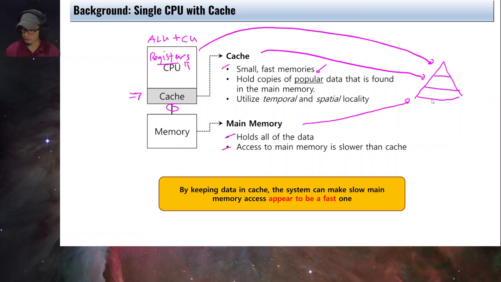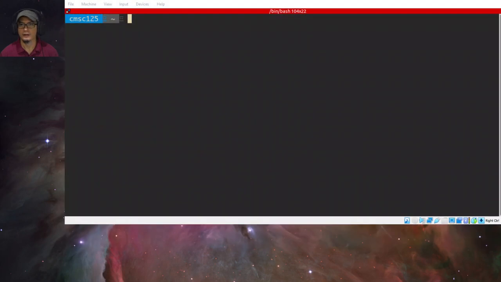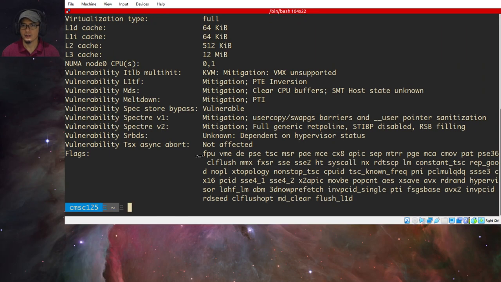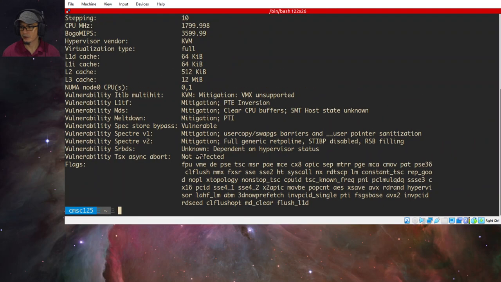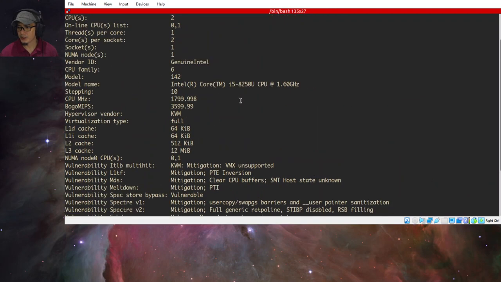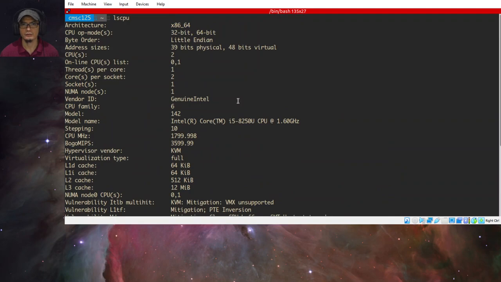So if you look at my virtual machine here, you can see the specification of my machine here.